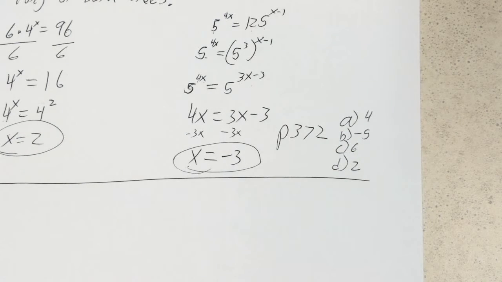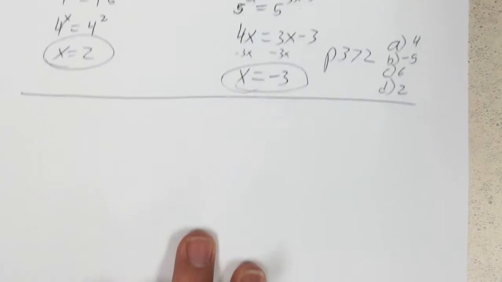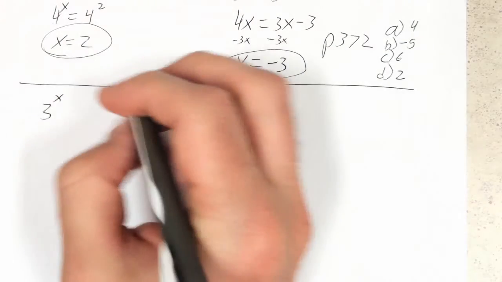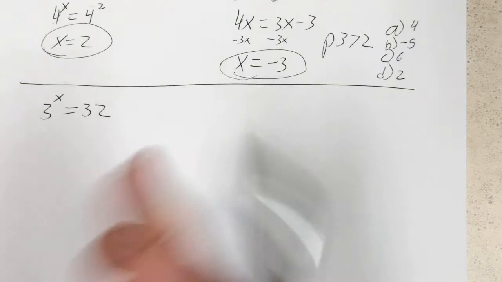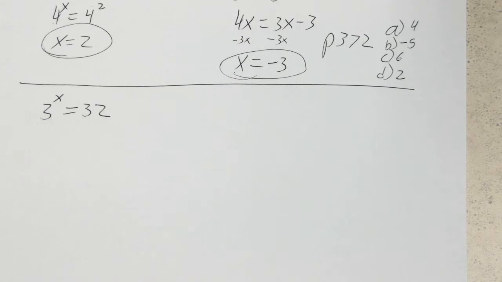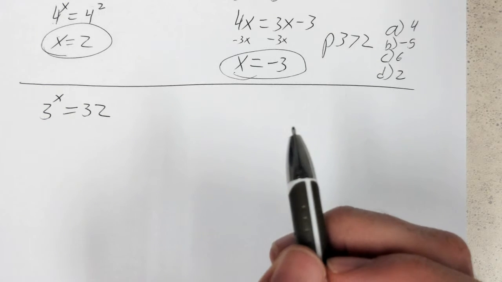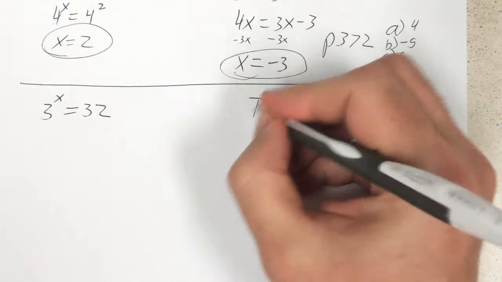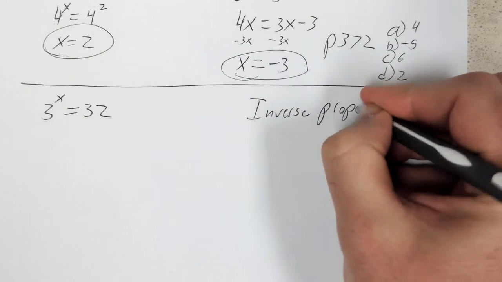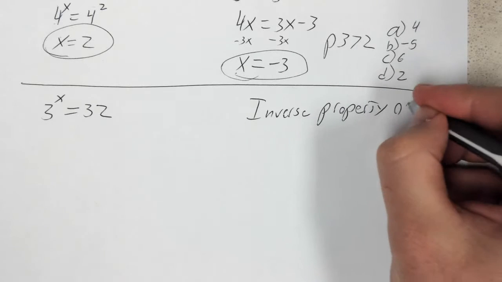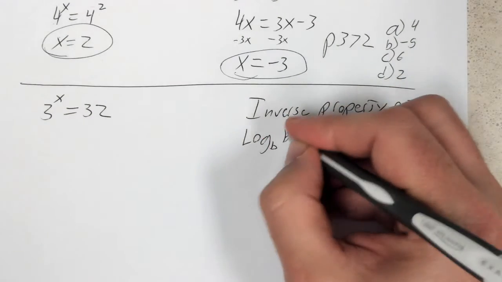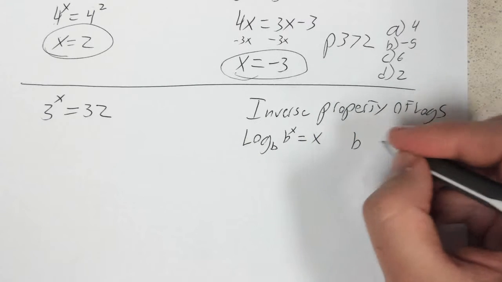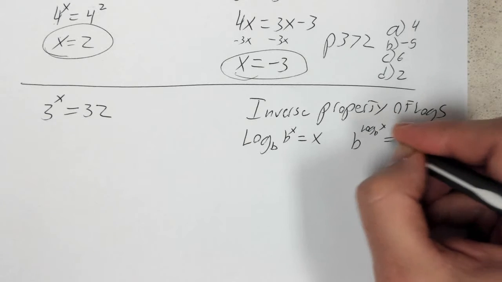Moving forward now to 24-2. We're looking at 3 to the x is equal to 32. I want to know, can I estimate the solution? What we're going to end up doing is using the inverse property of logs, which, just a reminder, is log base b of b to the x is equal to x, and b to the log base b of x is equal to x.